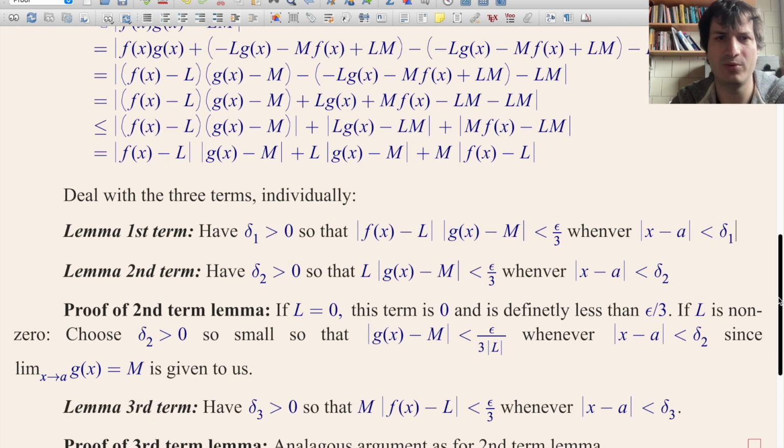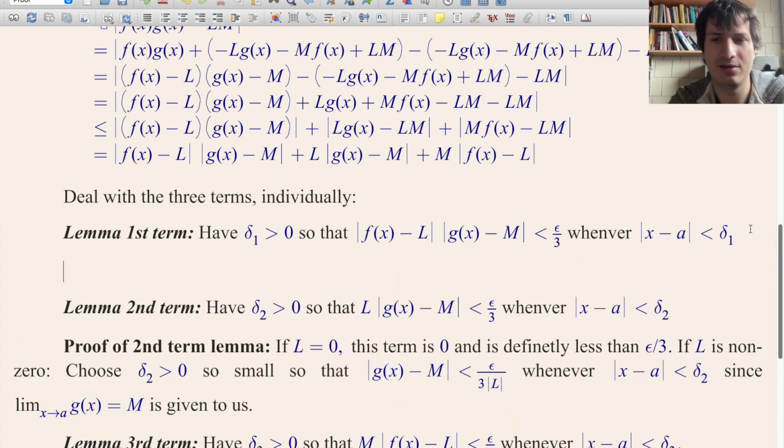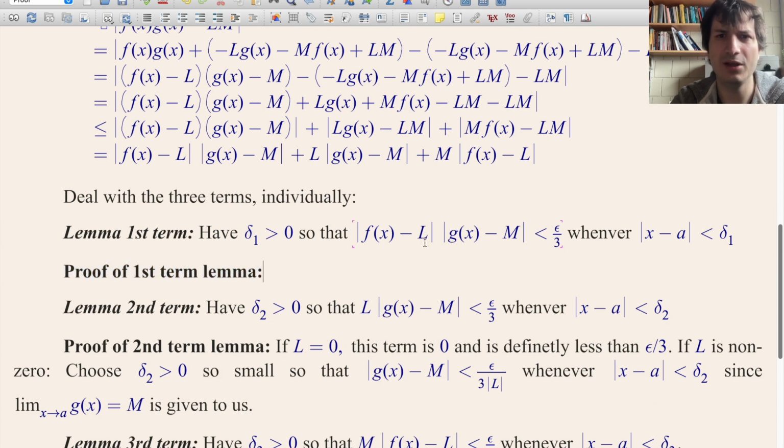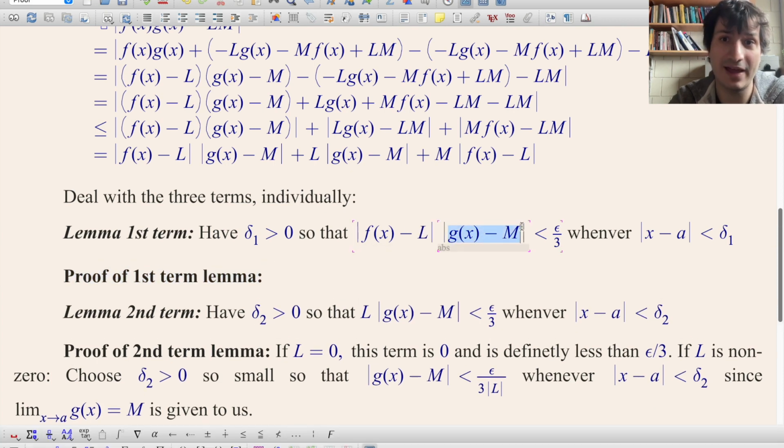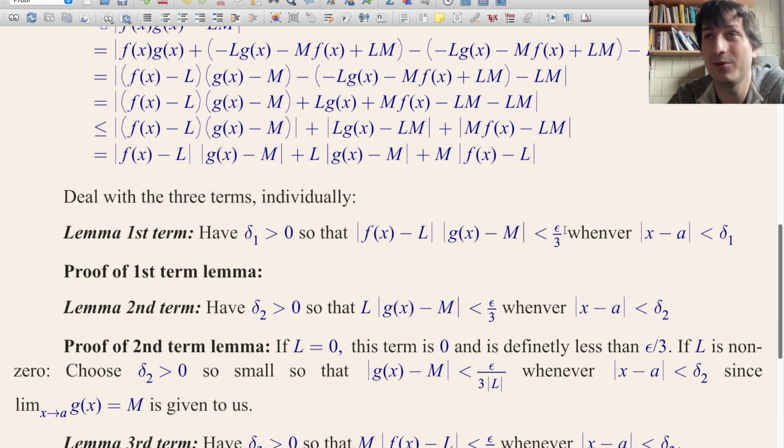Okay. So what is the proof? Why can we do this? So the proof of the first term: this thing is small, that thing is small, so when you multiply them together, they're going to be small. There's a million ways you could do this proof, but how about this one?